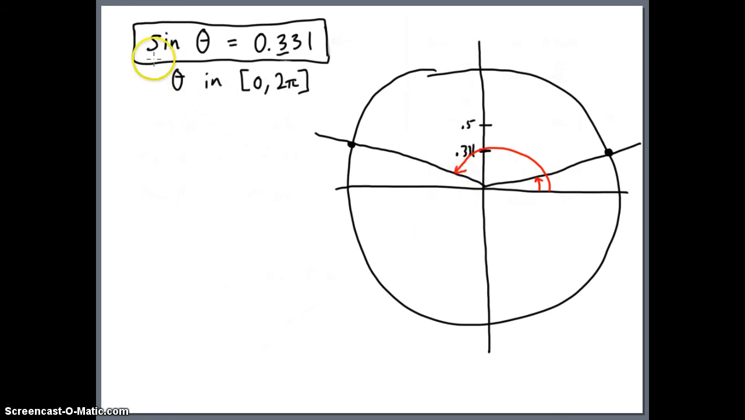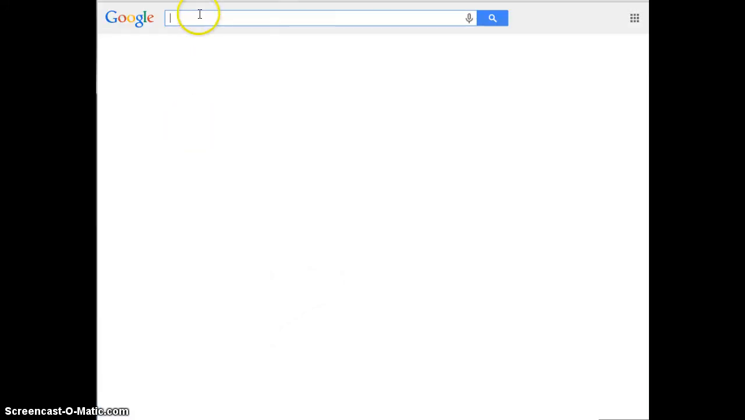Now, how are you going to do this? You can take this equation and rewrite it by swapping the input and the output, so you have sine inverse of 0.331 is equal to theta. Here it will be useful to use a calculator. In general you won't need to do this in this class, but it's good to get a feel for what's actually going on, so that we have something more concrete to work with. So I'm going to go to Google and type in arcsine of 0.331.